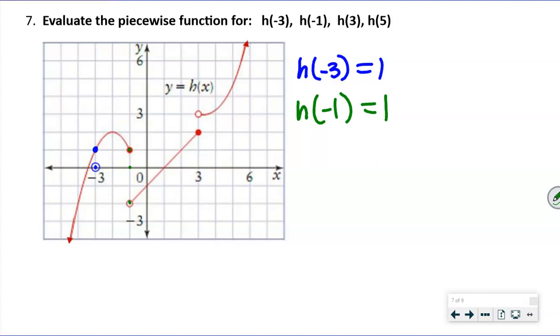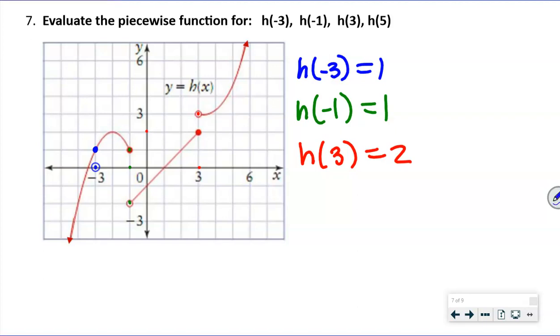Then we are going to look at the next one. So h of 3, that's here. Once again, we have a solid dot and an open dot. So we're going to choose the solid dot, which was at 2.